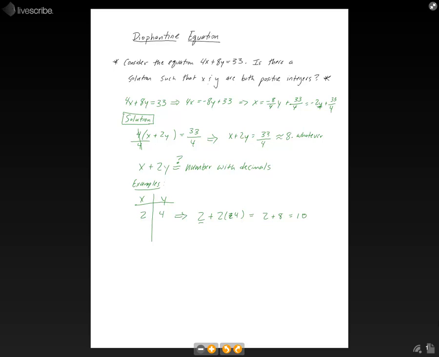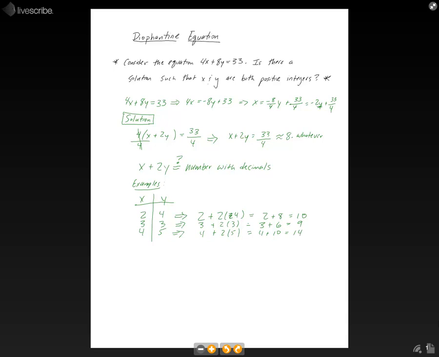Well, 10 is a whole number. You know, there's no decimals on there. Here's another example. We'll use 3 and 3. That'll give us 3 plus 2 times 3, which is the same thing as 3 plus 6, which is 9. If we use 4 and 5, that gives us 4 plus 2 times 5, which is equal to 4 plus 10, which is equal to 14.